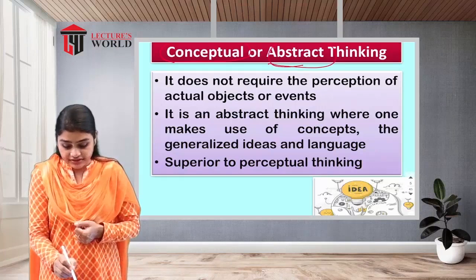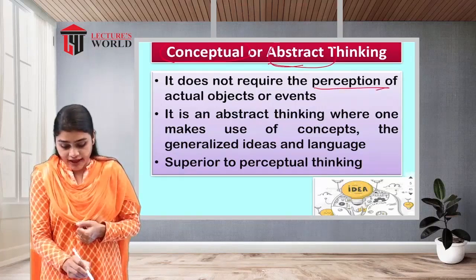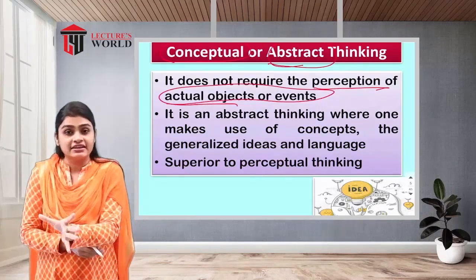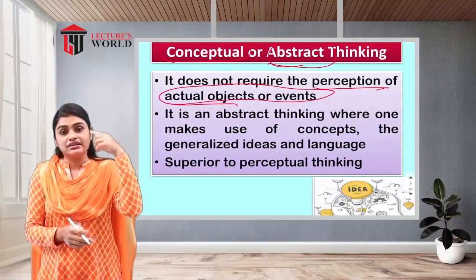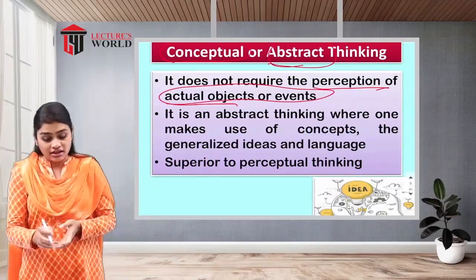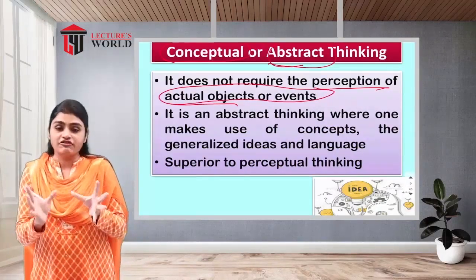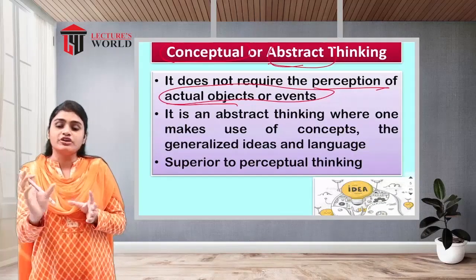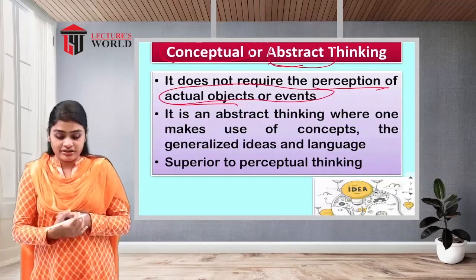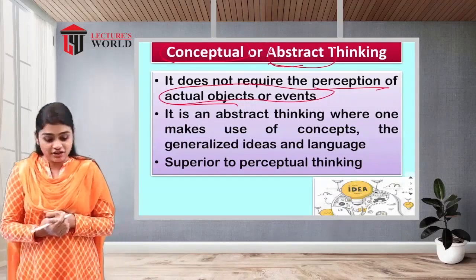So it does not require the perception of actual objects or events. Though there are no objects in the external environment, our mind is going to start the thinking process. So that is called your conceptual or abstract thinking. It does not require any perception of actual objects. We don't need any object to think about that particular object. So that type of thinking will be called your conceptual or abstract thinking.